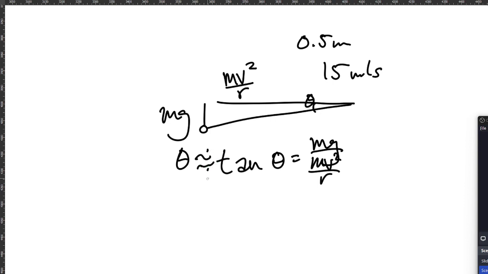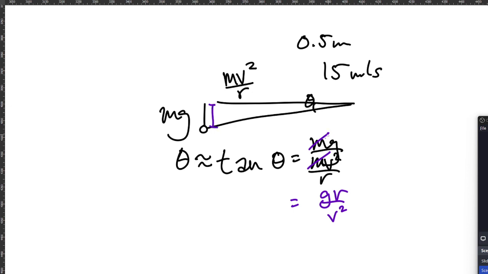Okay, so this is going to be equal to, we can cross out both m's. r moves up, so this is g r over v squared. Isn't that so handy dandy convenient.